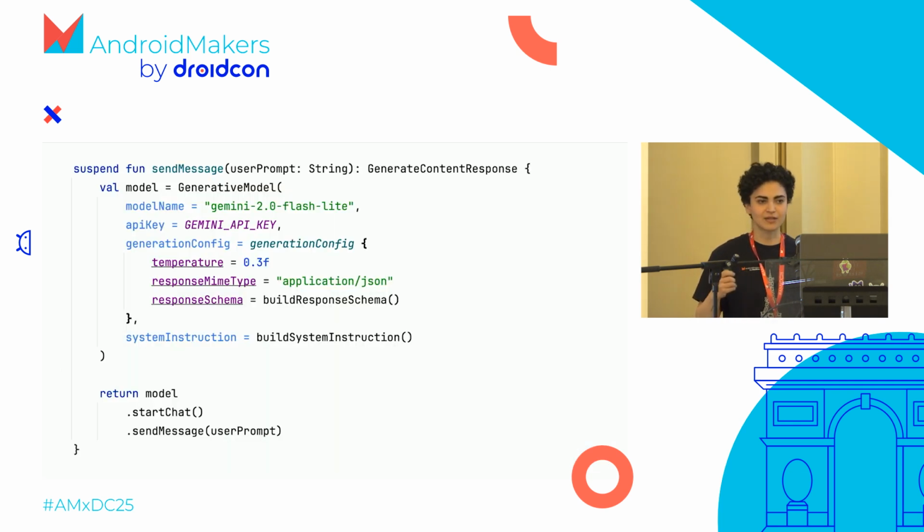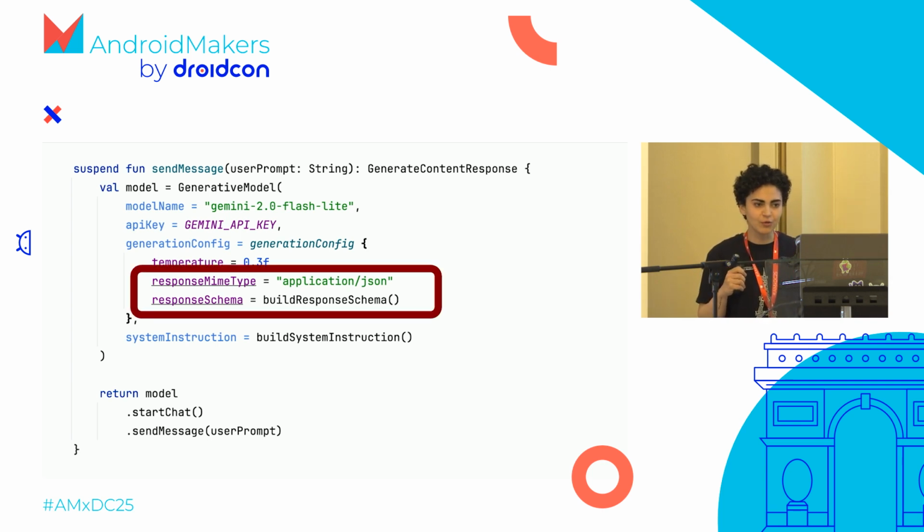And pretty classic, create a Gemini service and paste the code here. You see in the generation config property, there's the response schema that I've set, the JSON object that I want to parse on the Android side.